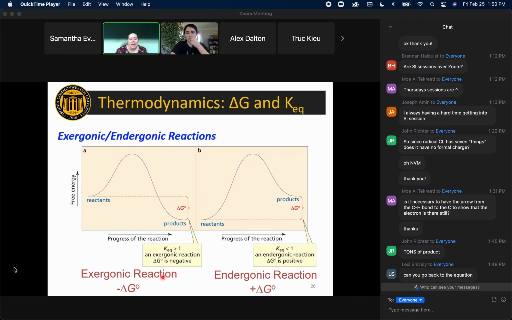So these words, exergonic and endergonic, are kind of weird words, but you do need to know them. And hopefully you're being able to connect right now, kind of intuitively, the idea of products being more stable than reactants with the mathematical negative delta G and a KEQ larger than 1.